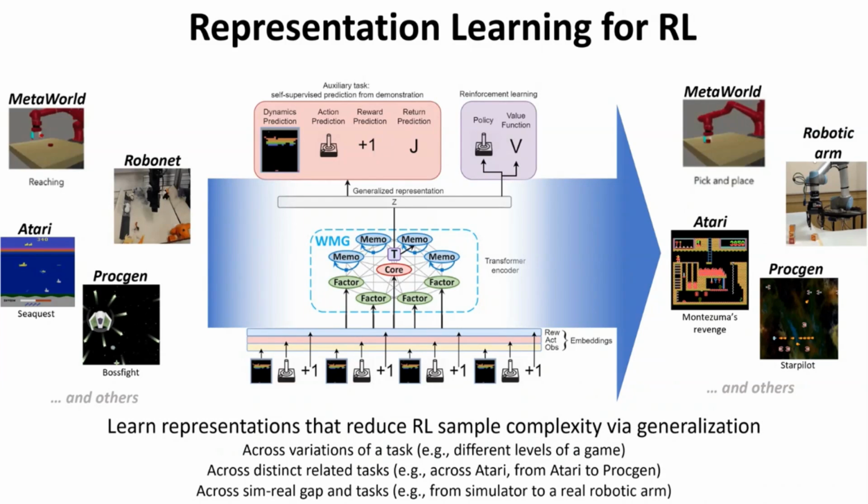Whether we are thinking about small variations of a task, such as levels within a game, whether we are worried about related tasks, such as maybe two different games in the Atari suite, or even transferring from Atari to ProcGen. And the most ambitious and desirable would be if we can use this in a simulation to reality transfer type approach, where we maybe train the representation using lots of data in a simulated environment, and then use it to have sample efficient deployment onto a physical robot.